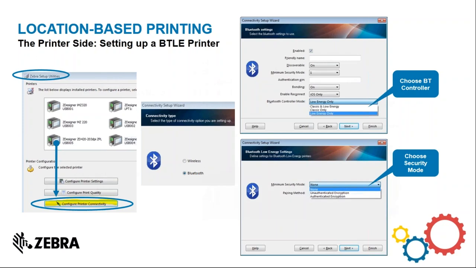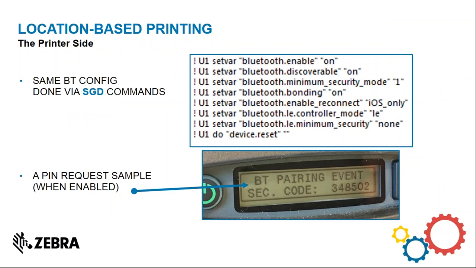I can move now on to show you what the real SGD commands are that the configuring tool is sending to the printer. The same setups chosen in the previous slides are translated into SGD commands. SGD is short for set, get, do commands, sort of high level commands to configure the printers through a command line. And so you set, for instance, enabling the Bluetooth, set to a discoverable mode. On. And in particular, one of the last rows is a controller mode LE, specifying that I wanted the printer to work only in the low energy mode. The device is then reset, and everything starts working the way I have set.